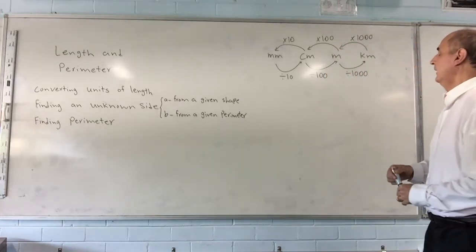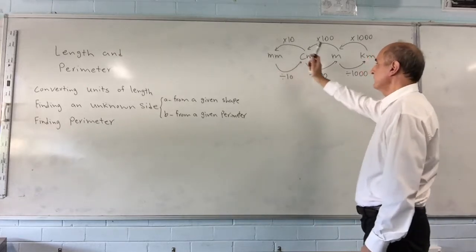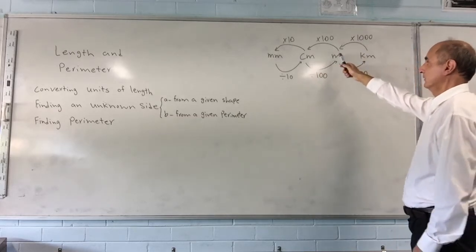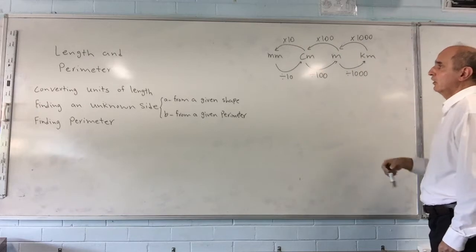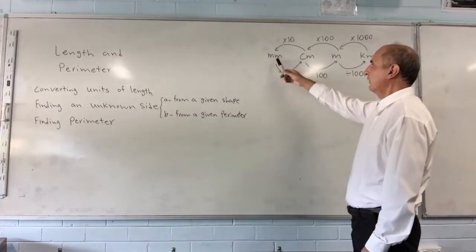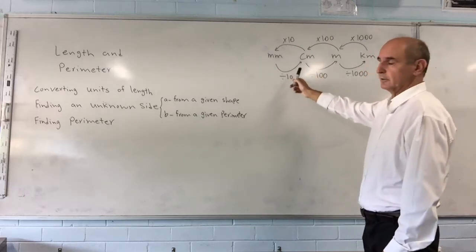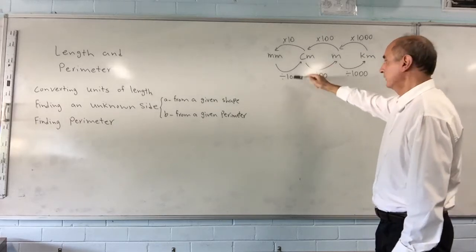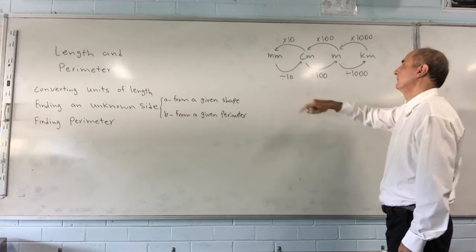Now, millimeter is the smallest unit we have, centimeter is after that, meter is larger than the two other ones, and kilometer is the largest. Now, if you want to go from millimeter to centimeter, you've got to divide by 10, because as you remember, we said that when you go into a bigger unit, the number must be smaller. So that's why you divide by 10.